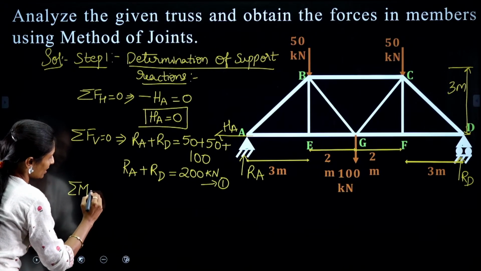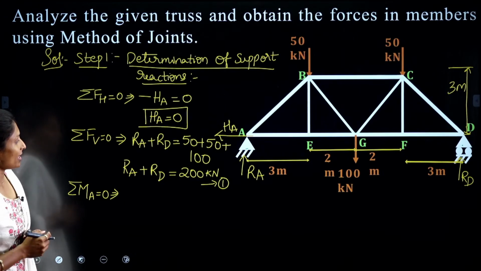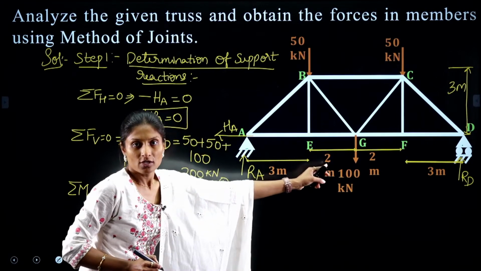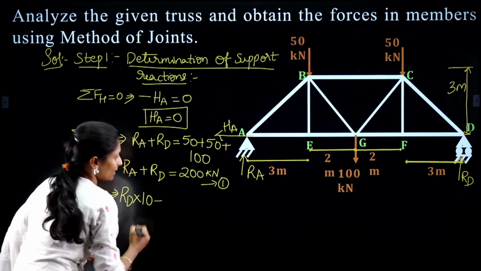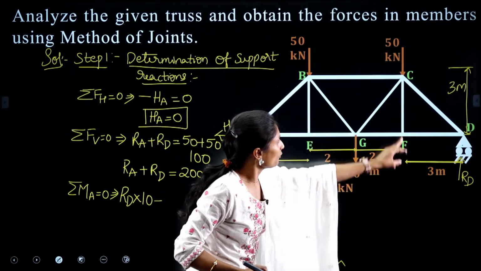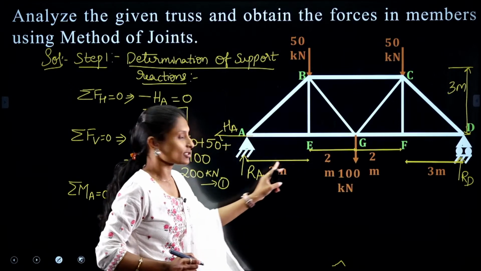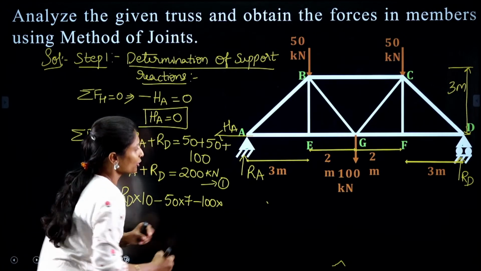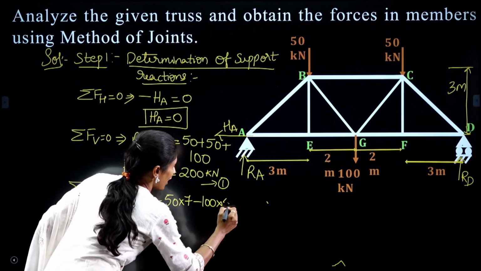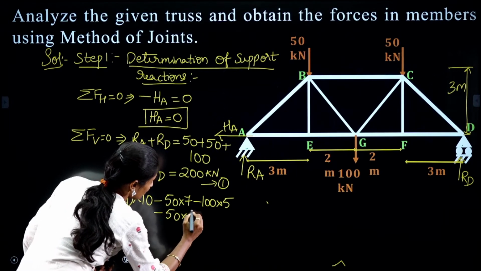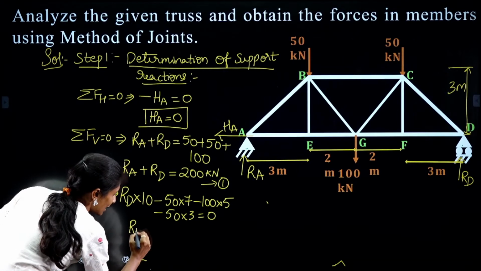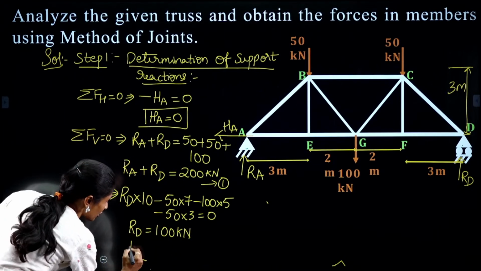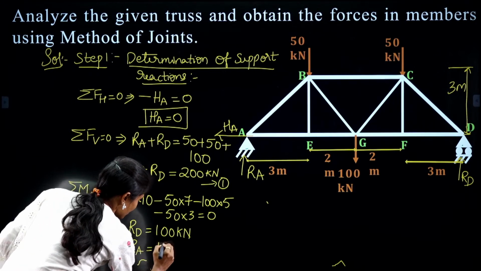By taking sigma moment at A equals 0: RD into 3 plus 2, 5, 5 plus 2, 7, 7 plus 3, 10, minus 100 minus 50. 50 is acting in this line, right? 50 into 2 plus 2 plus 3, that is 4 plus 3, 7. 50 into 7 minus 100 into 2 plus 3, 5, minus 50 into 3 equals 0. From this equation, you will get RD as 100 kilonewtons. And if you apply it in equation 1, you will get RA, that is 100 kilonewtons.